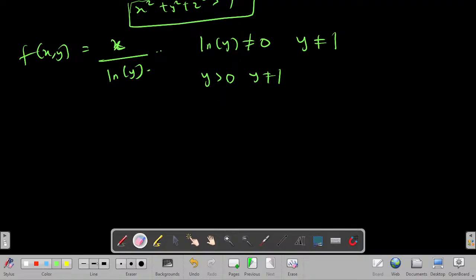Good. Therefore, I'll have x comma y such that y is greater than 0, and y is not equal to 1. As simple as so. This is your domain.